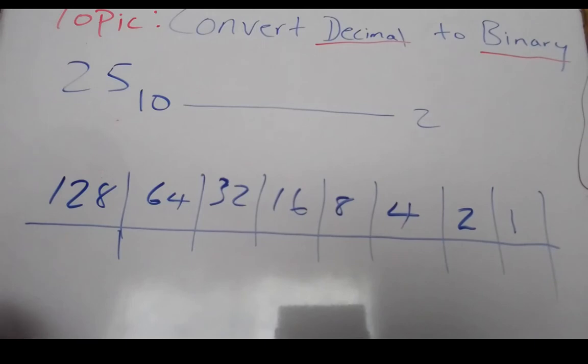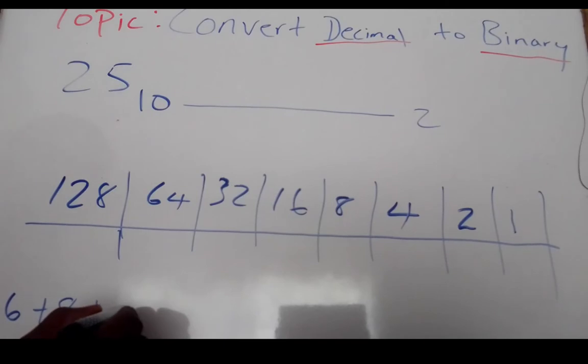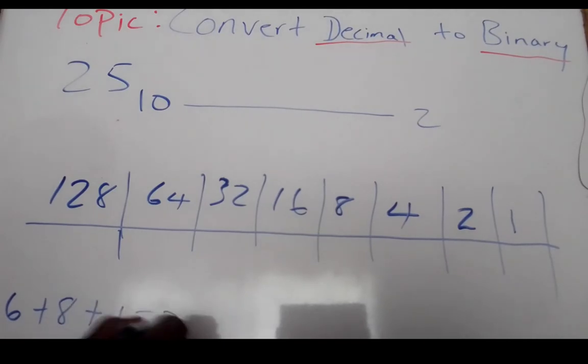And that would be 16. So 16 is the highest number that is smaller than 25. I can also add 8, because 8 and 16 give us 24. So which number here would give us 25? 1 added to it would be 25. So 16 plus 8 plus 1 is 25.